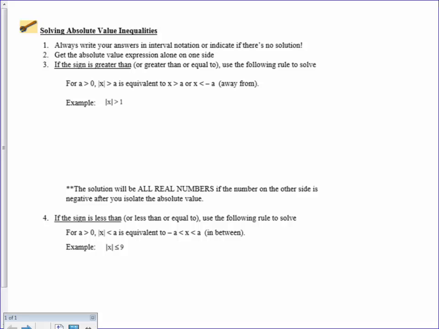So as an example, I'm going to use absolute value of x is greater than 1. What does this actually mean? It means that I am more than 1 unit away from 0. So I want you to think, what values are actually 1 unit away from 0? Well, I could go 1 unit to the right, and anything bigger than that value would be more than 1 unit away from 0. I could also go to the left 1 unit, and anything smaller than that value would be more than 1 unit away from 0.